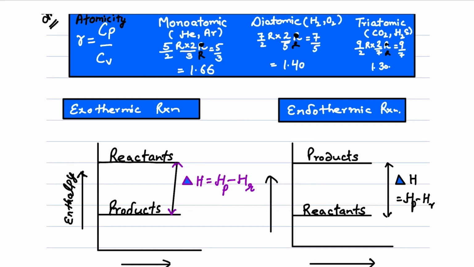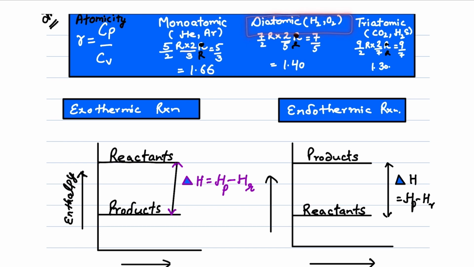Now let's discuss this very important point regarding atomicity. So atomicity, that is gamma, equal to Cp by Cv for monatomic gases, for example helium or argon. The value of gamma is basically equal to 1.66. When we divide Cp by Cv, the answer comes out to be 1.66 for monatomic gases.